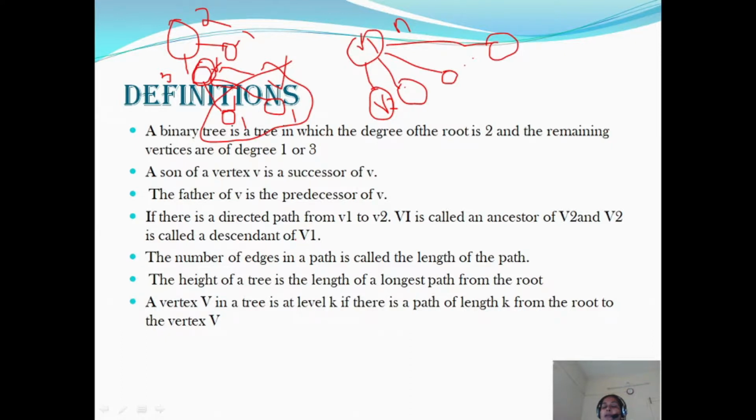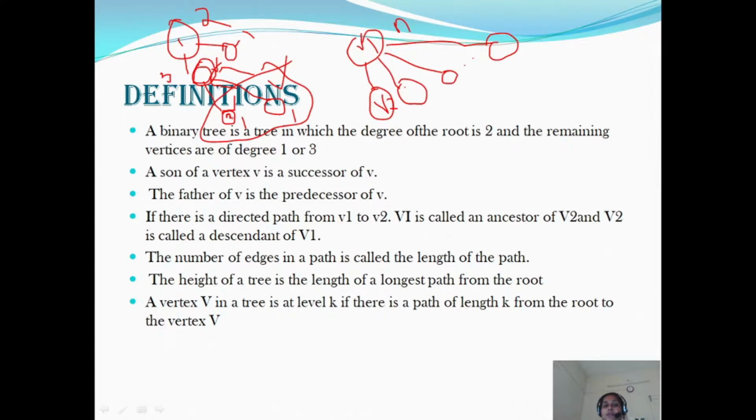Then if you are counting, for example, a path from here, this is 1 and this is 3. I name it as 1 and 3. So the length of the path is the number of edges. Here one edge, here one edge, so 2 edges. So the length of the path is 2. Okay, I will erase it and draw once again.